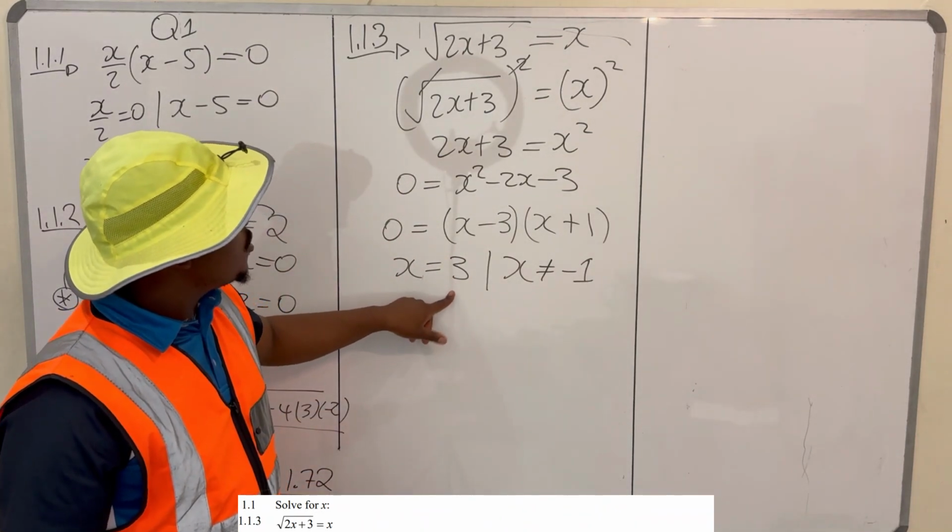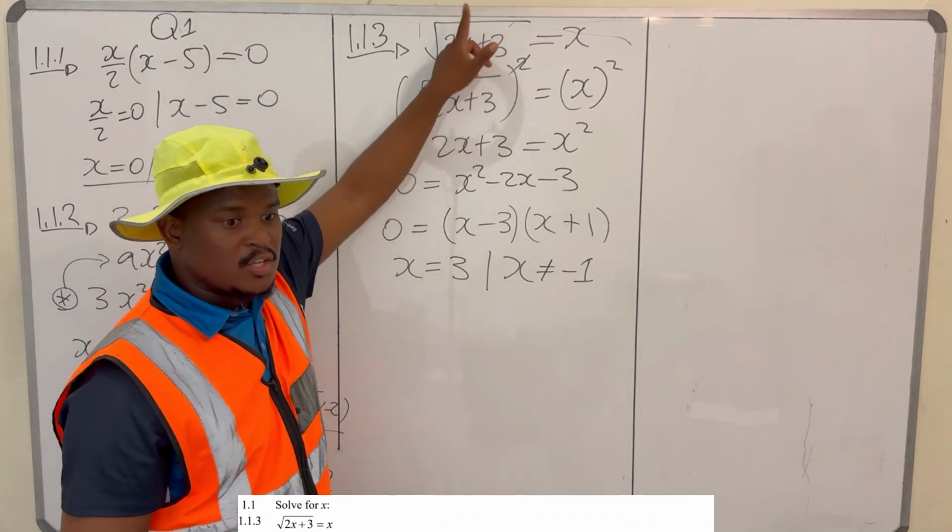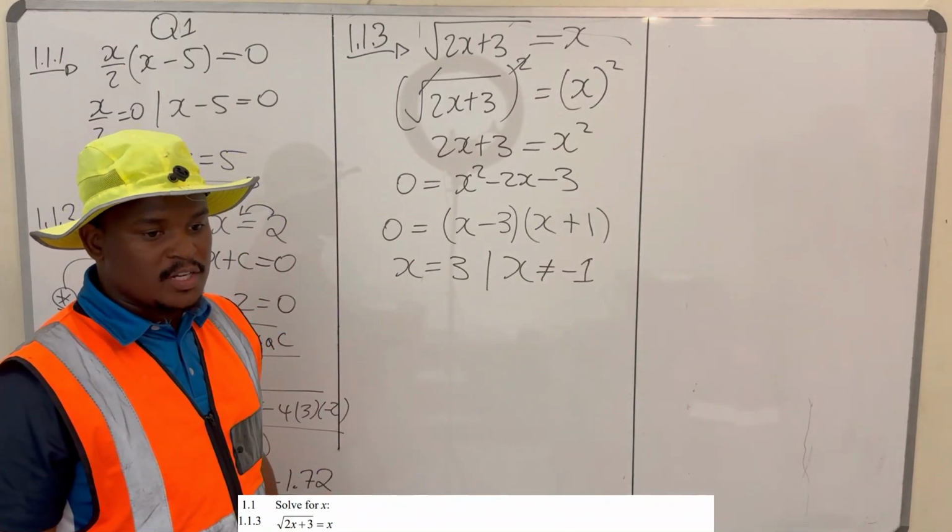But this one is positive, so you have 3 there. What is 2 times 3? It is 6, plus 3 is 9. Square root of 9 is 3. So this is the correct solution.